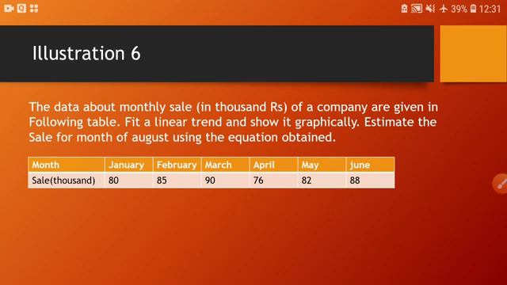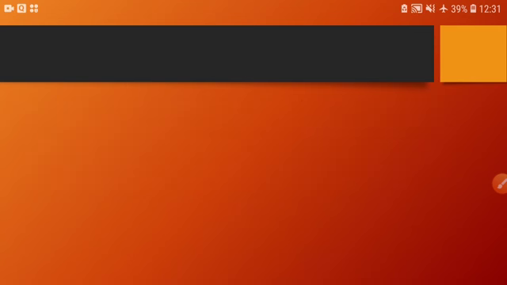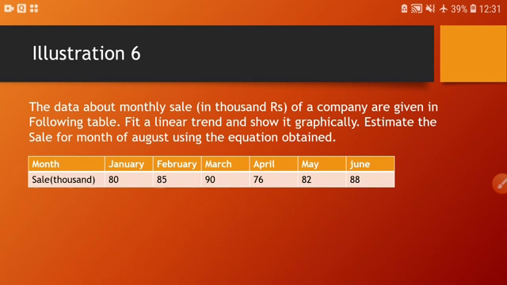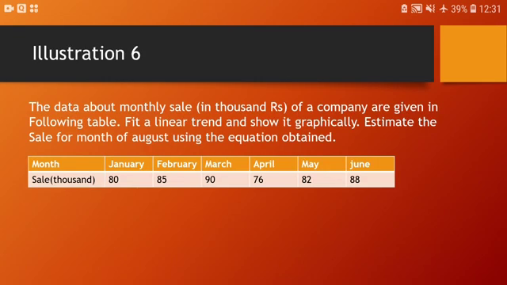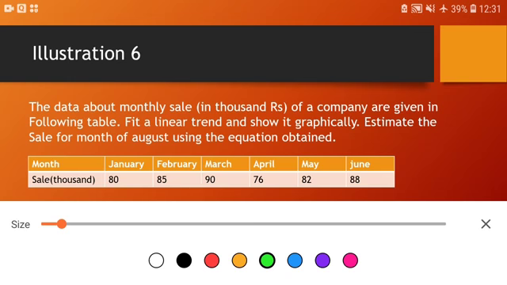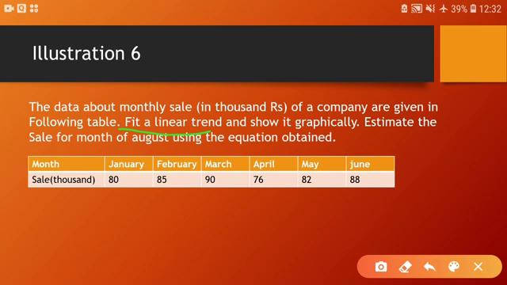Month: Jan, Feb, March, April, May, June, and sale: 80, 85, 90, 76, 82, 88. So what is new in this question? Find the linear trend. Yes, we know how to find the linear trend. You have to show it graphically. So this is new. Estimate the sale for the month using the equation obtained, for the month of August.